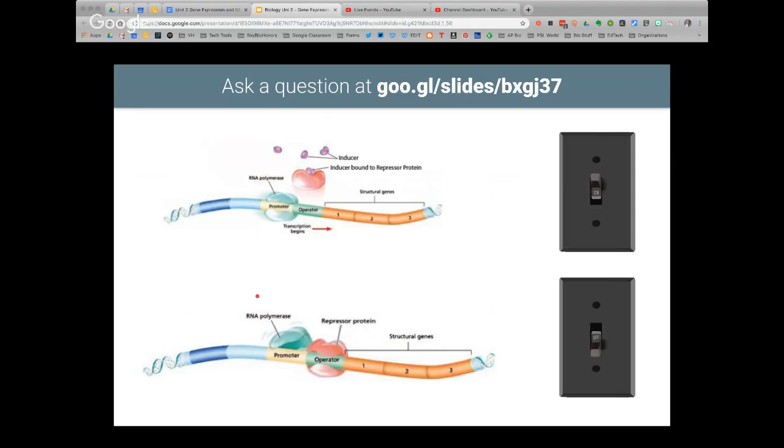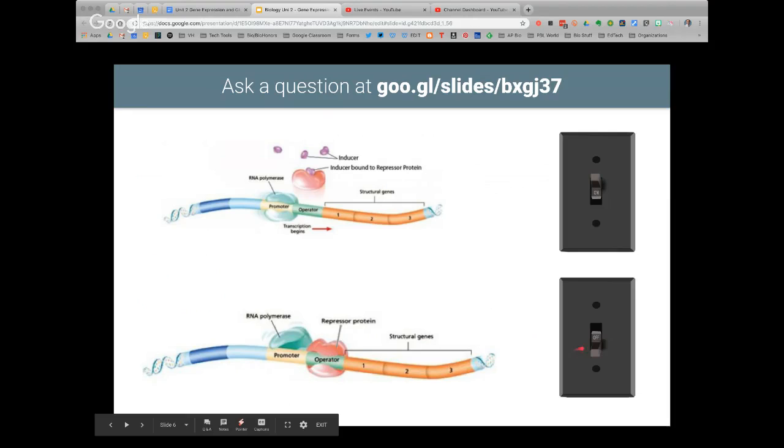So we had two models that we looked at in our unit to determine if a gene's turned on or off. We just looked at this one on the previous slide. Repressors in the way, RNA polymerase cannot get to the structural genes that need to be read for transcription. The gene is turned off.